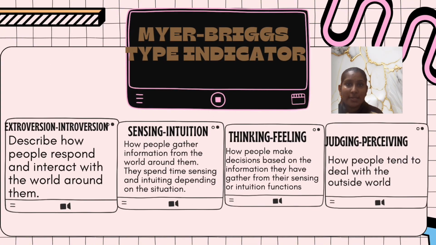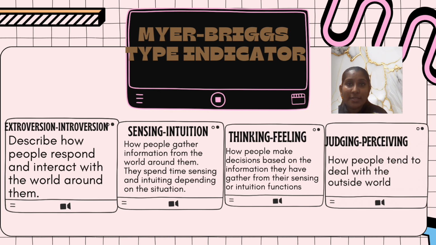The first one is extroversion, introversion, which describes how people respond and interact with the world around them. The second one is sensing, intuition. When people get information from the world around them, they spend time sensing and intuiting depending on the situation.